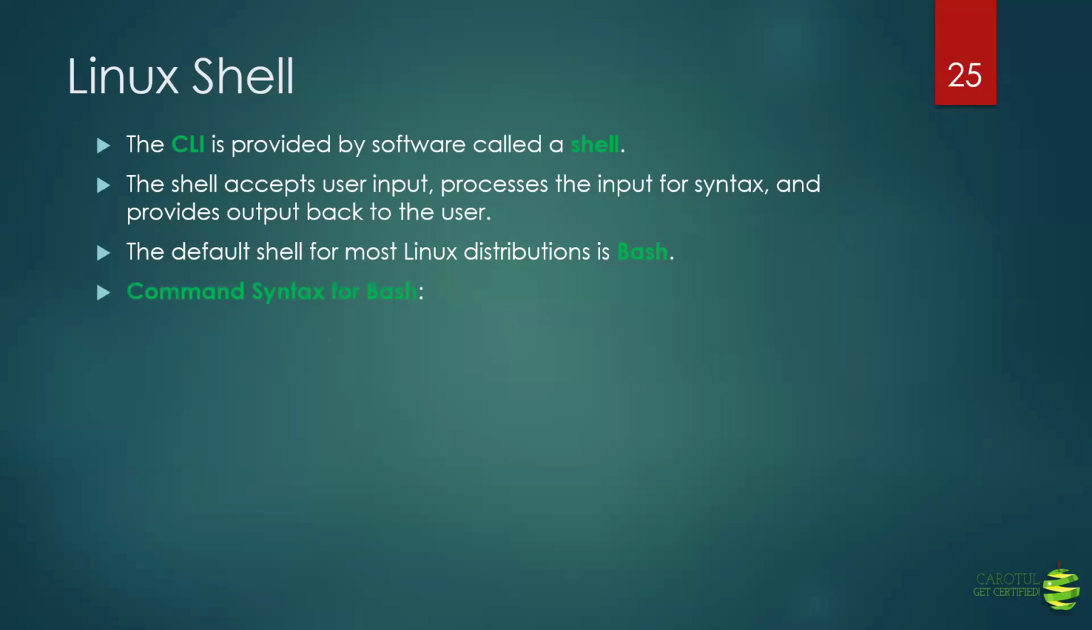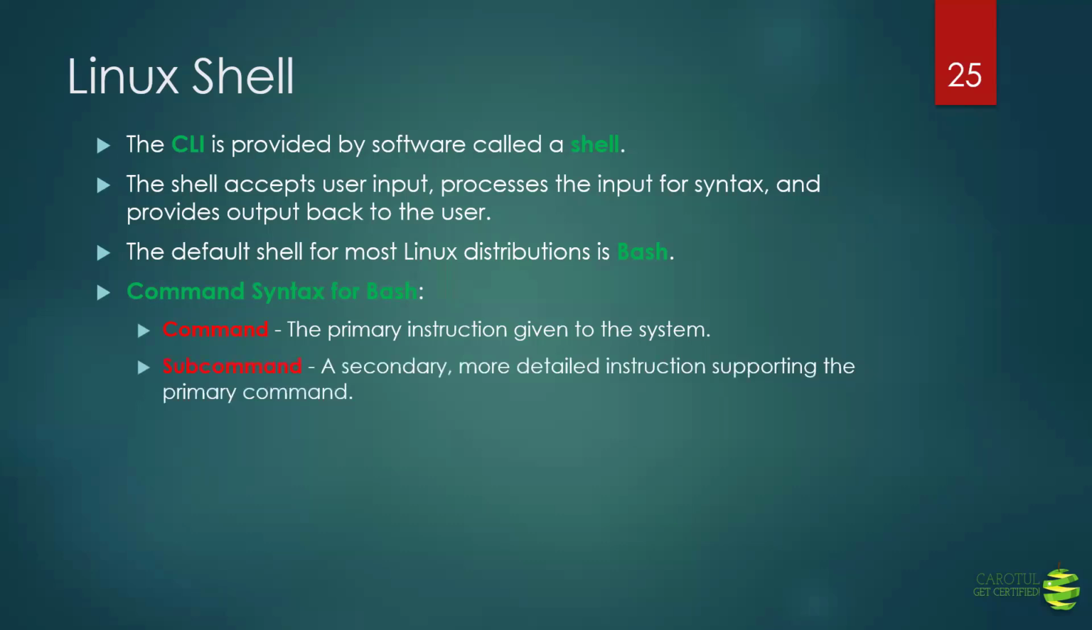And the syntax for bash will be, it will expect a command from you, the primary instruction given to the system, and then it will expect some subcommand, a secondary, more detailed instruction supporting the primary command, and then you can have some option. So the options are actually a command modifier that slightly changes the way a command is processed, right?